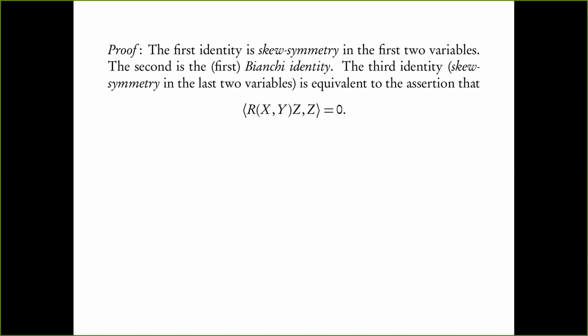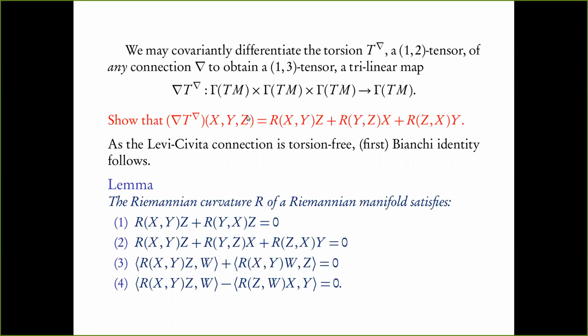The second is the first Bianchi identity. The third is skew-symmetry in the last 2 variables. So instead of proving 3 directly, I'm claiming that it's equivalent to this assertion, right? That if I fix x and y, if I put z and z, that's 0. So why does this give us this thing? Well, because if R of x, y, z, inner product z is 0 for all z, I can simply plug in z plus w and z plus w here. And then by linearity, I would get z, z that's 0, w, w that's 0, and then I get z, w plus w, z, right? This is like a usual trick that people do.